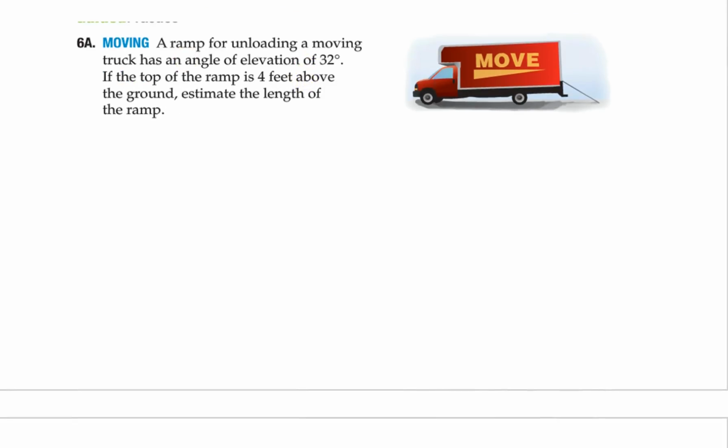So let's look at an example here. A ramp for unloading a moving truck has an angle of elevation of 32 degrees. If the top of the truck is 4 feet above the ground, estimate the ramp length. So they want to find the length of the ramp. Here's x. They're saying this is 4, and the angle of elevation is 32 degrees. So here's my straight line, the floor, and this is 32 degrees. So if I just redraw it, this is x, here's 32, and they're saying this is 4.